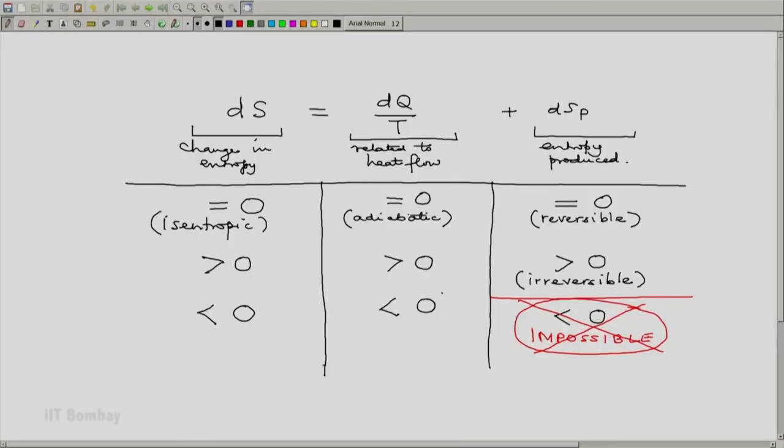Similarly, consider a process which is adiabatic. It only means that dq by T is 0. It does not mean that dS_p and dS are 0. It is possible that dq by T is 0, but dS_p is positive and so is dS. And in that case, we have a process which is adiabatic, but which is neither isentropic nor reversible.